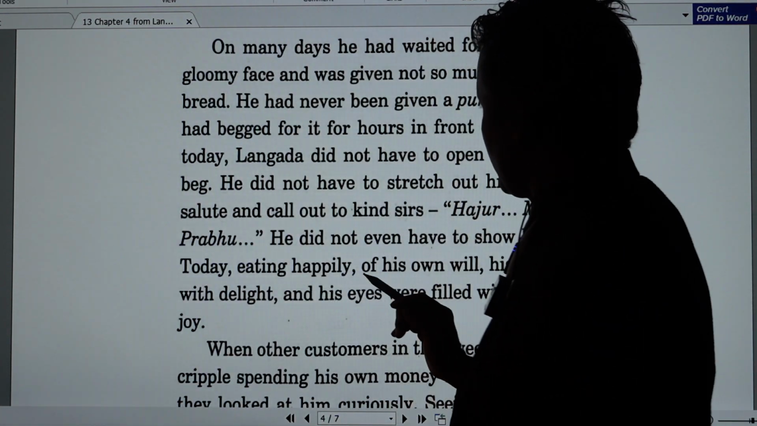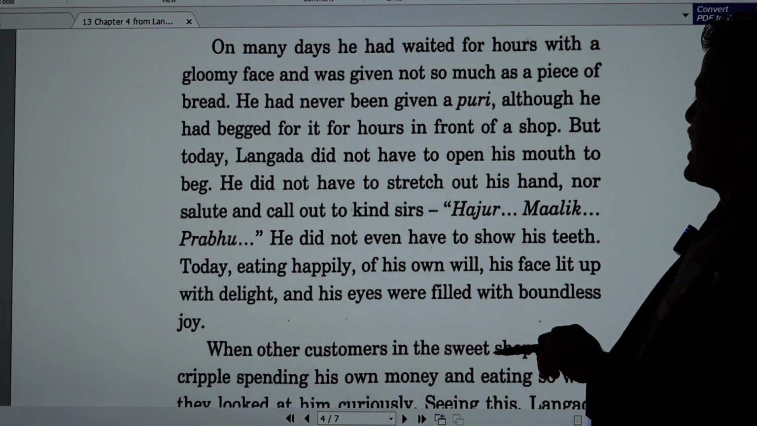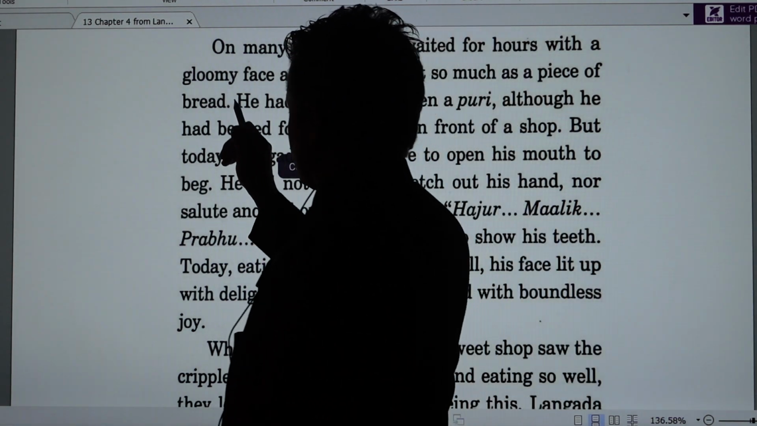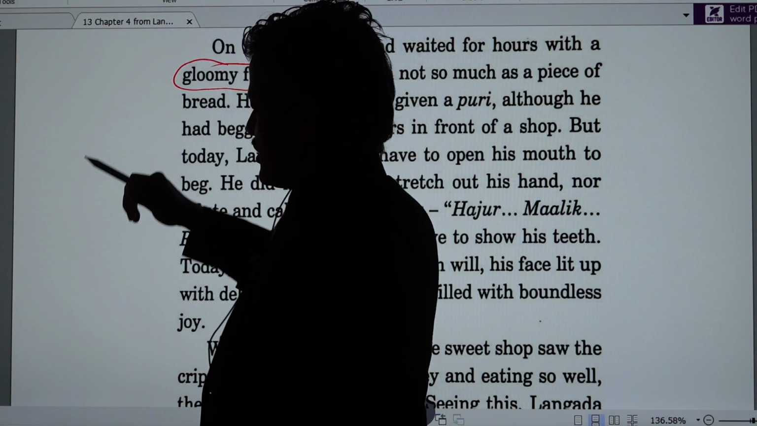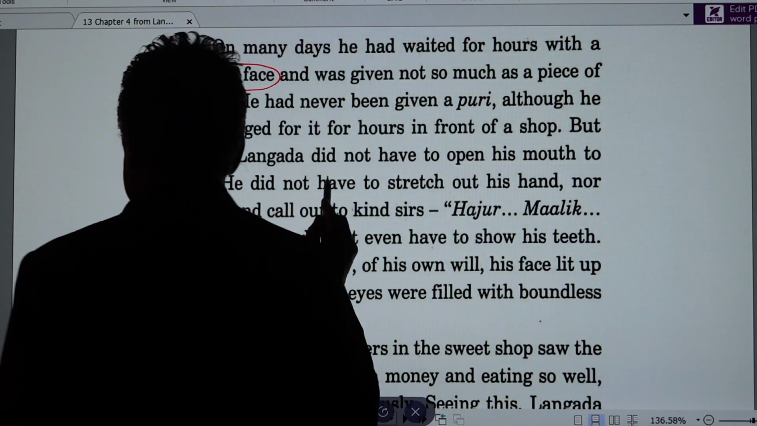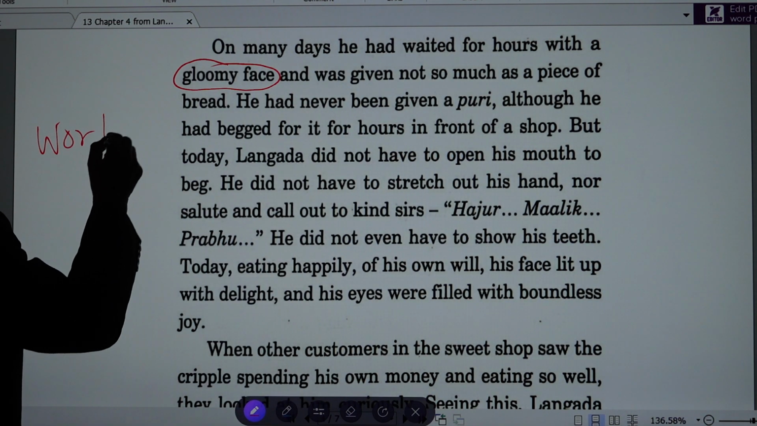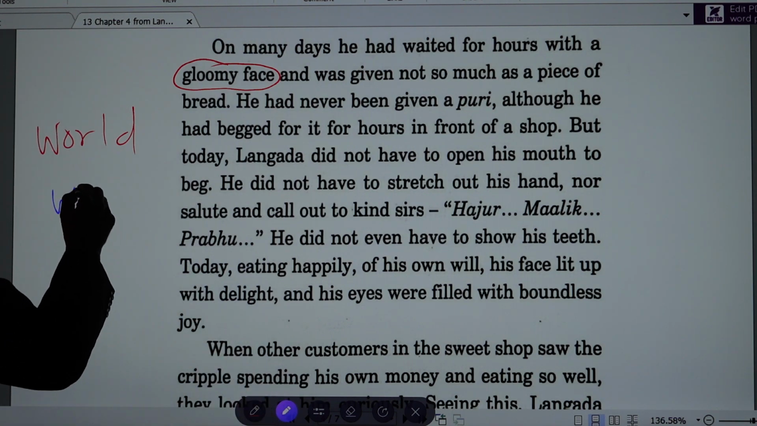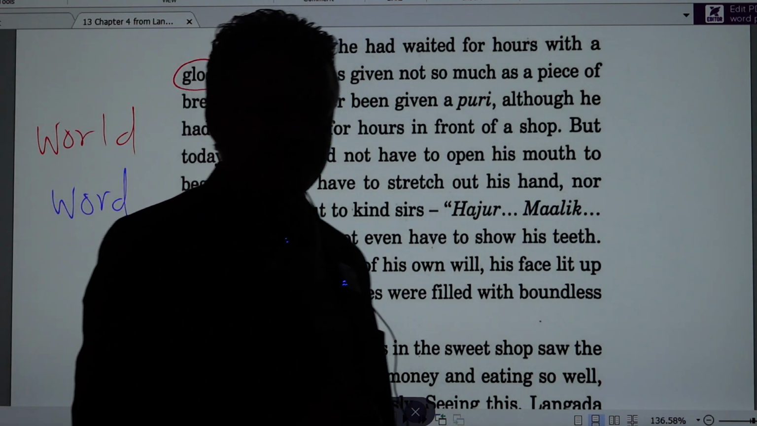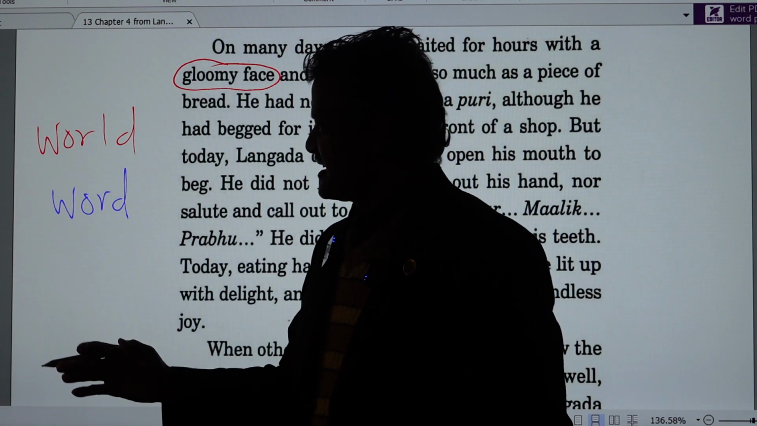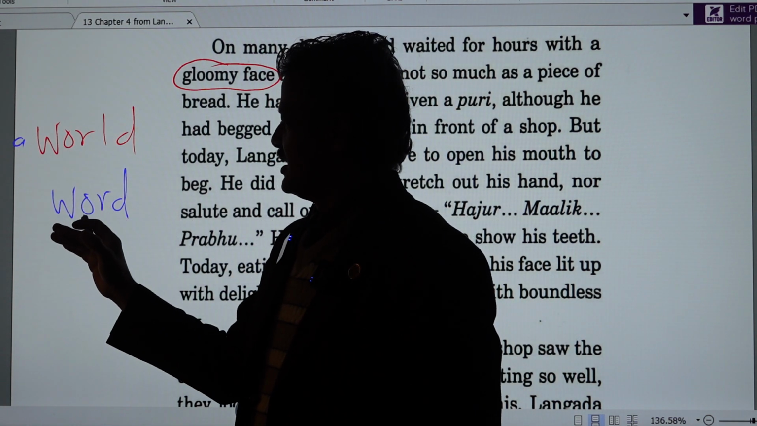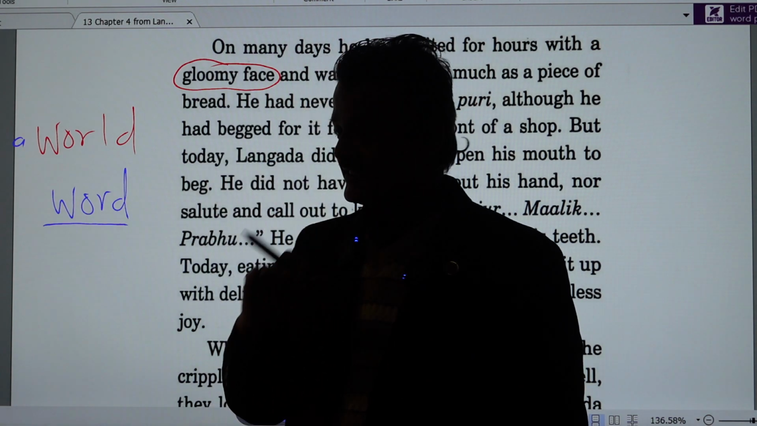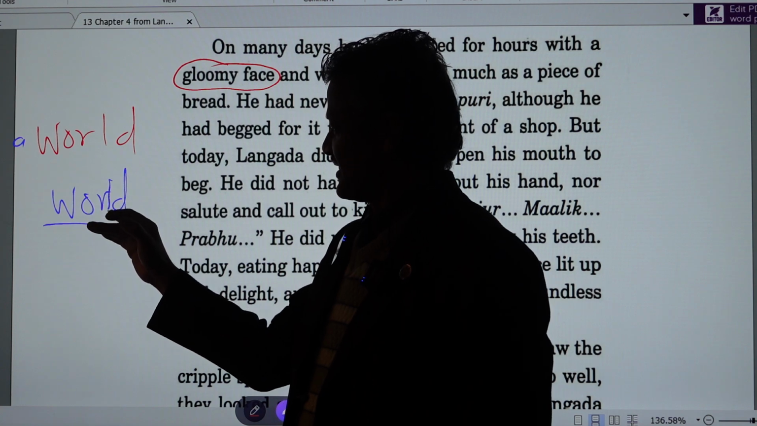Okay. So let's move ahead. On many days he had waited for hours with a gloomy face. This is imagery. Literature is known for images, because what is literature? Literature is a world created with a word. Writers create a world with a word. The only tiny difference between the world and the word is a letter, L, right?